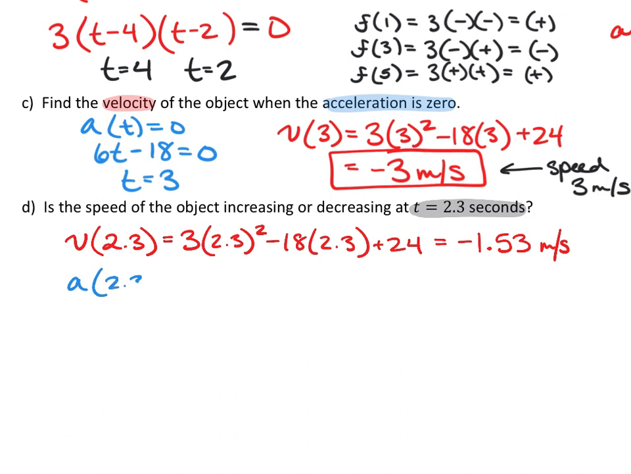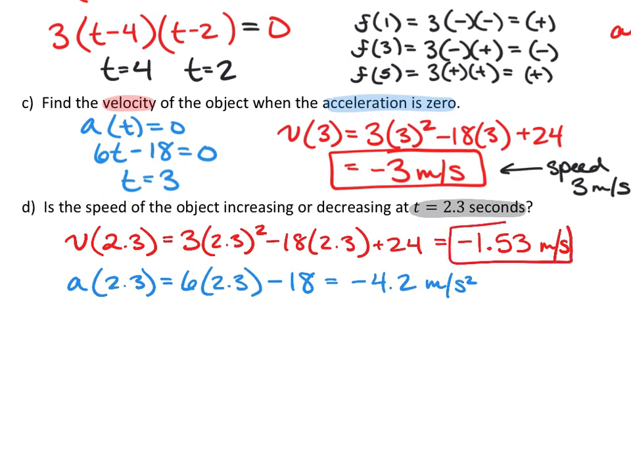But we also want the acceleration at that time. So we're going to plug 2.3 into the acceleration formula. 6 times 2.3 minus 18 is negative 4.2 meters per second squared. So since both of these answers are negative, what does that mean about the object? Is the speed of the object increasing or the speed of the object decreasing? Ooh, so the speed is increasing when they're the same, decreasing when they're opposites. These are the same, so we're going to say that this is increasing.